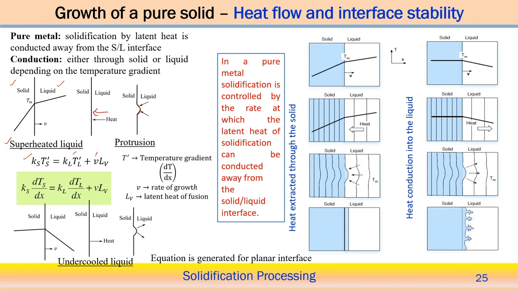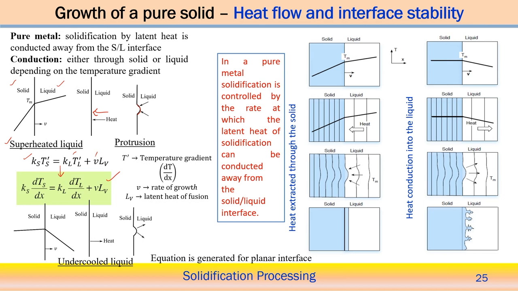V is the growth rate, and LV is the latent heat of fusion. So the expression is like this: Ks into dTs by dx equal to KL dTL by dx equal to V into LV, where LV is the latent heat. This equation will always be useful to understand how heat is conducted, because this is the energy balance we are maintaining here. This is the nature of the superheated liquid.